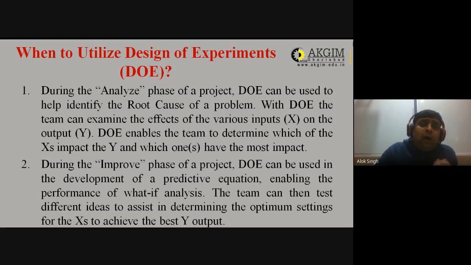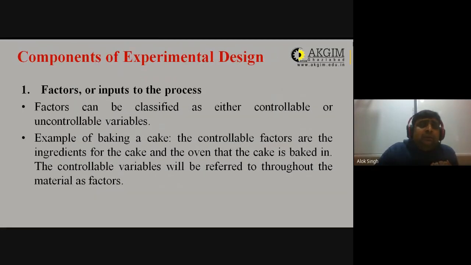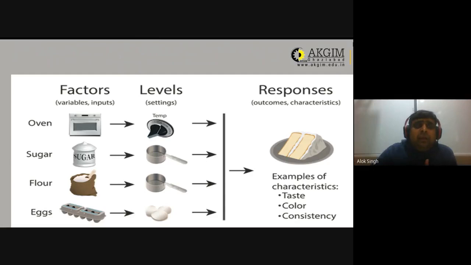Okay, now how to implement this experiment design. So these are some components of experiment design. Here I am giving you an example: like you want to get a cake. Okay, a good cake in terms of taste, in terms of color, and in terms of consistency. Means your outcome would be this cake. Example of characteristics that you are looking for: the taste should be better, the color should be better, and the consistency should be there. So that is basically the outcome.